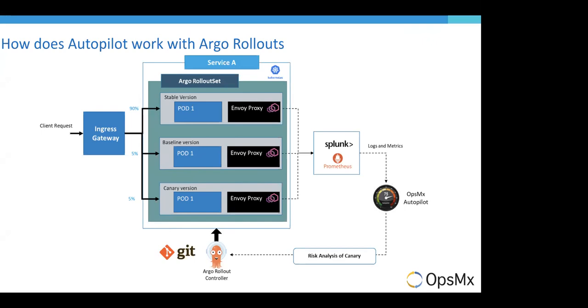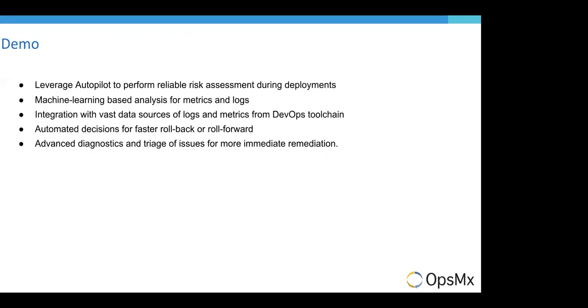So we are talking about Autopilot now. We'll collect logs and metrics, we analyze, and finally we give a score. This is an in-depth analysis of the metrics as well as logs, and after the risk assessment, it sends feedback to the Argo Rollouts controller saying, yeah, it's a go or it's a no-go. So let's see the demo for that.